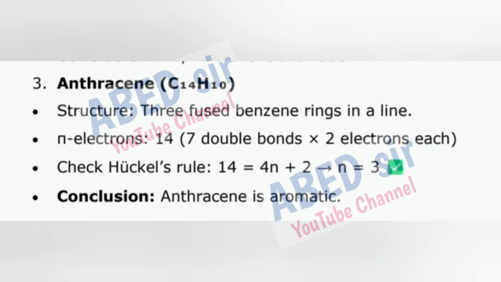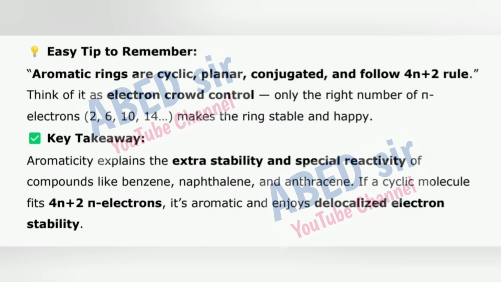3. Anthracene, C14H10. Structure: 3 fused benzene rings in a line. Pi electrons: 14, from 7 double bonds times 2 electrons each. Check Huckel's rule: 14 equals 4n plus 2, with n equal to 3. Conclusion: anthracene is aromatic.